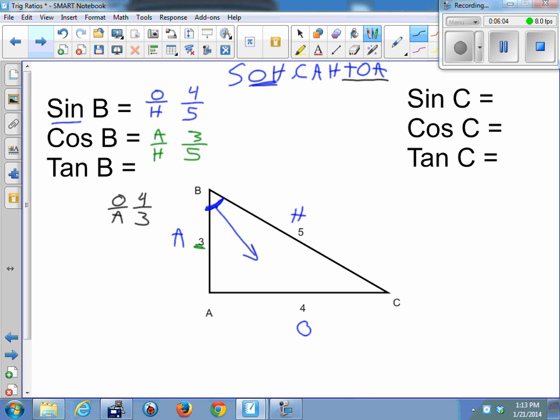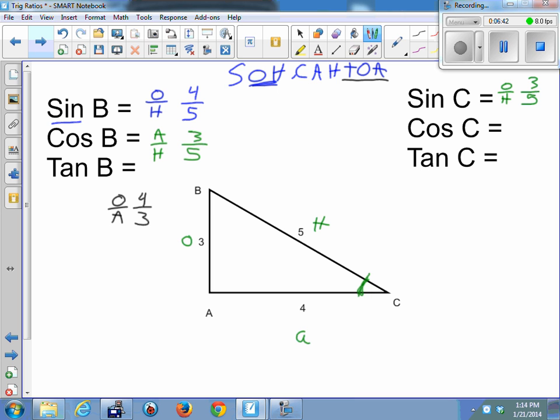So we used angle B first. Now we are going to use angle C. So I'm going to redo this whole triangle for angle C. Angle C is the one that we're looking at. So now the 3 is my opposite, the 4 is my adjacent, and the 5 is my hypotenuse. Okay? So now sine, again, is still opposite over hypotenuse. So we have opposite is 3 over 5.